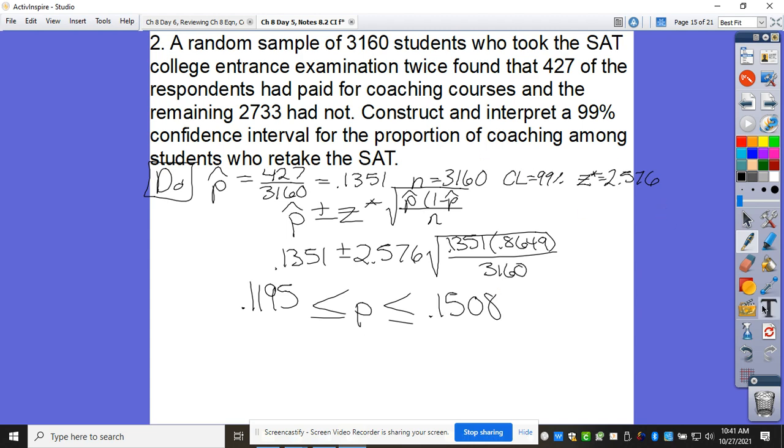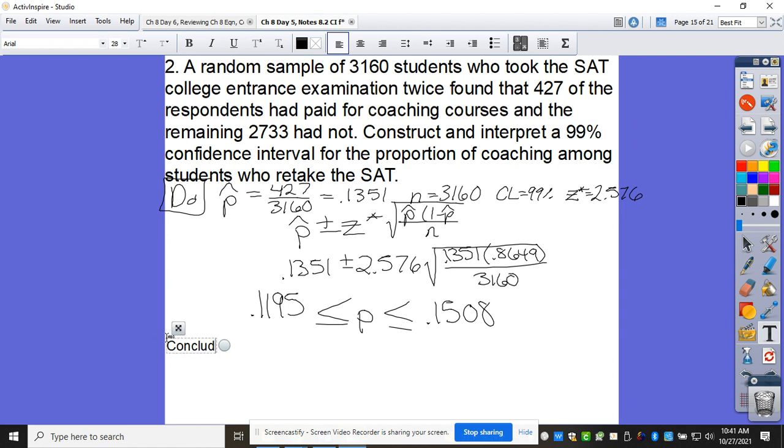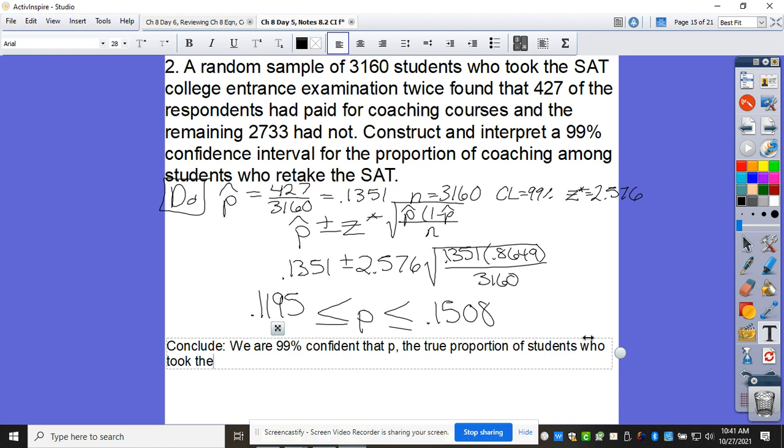And then my conclusion, we are what? That, which is the true proportion of students who took the SAT twice based on searching, and then 12%, 0.1195.